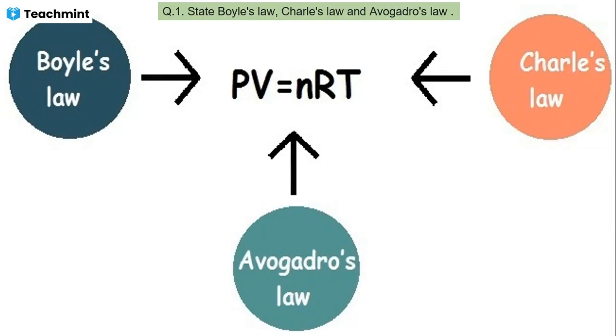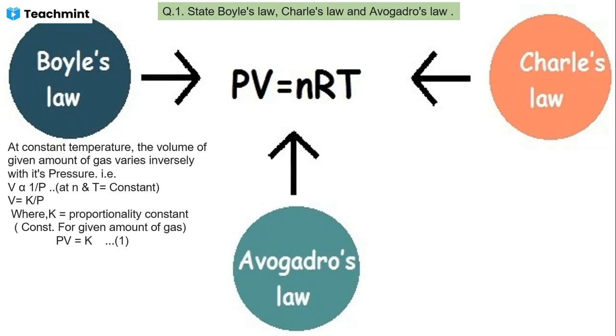A question may sometimes be to state Boyle's law, Charles' law, and Avogadro's law. Boyle's law says that at constant temperature, the volume of a given amount of gas varies inversely with its pressure. That means V is proportional to 1/P at constant n and T. The proportionality constant is K, so V = K/P, that is PV = K. This is equation number 1.